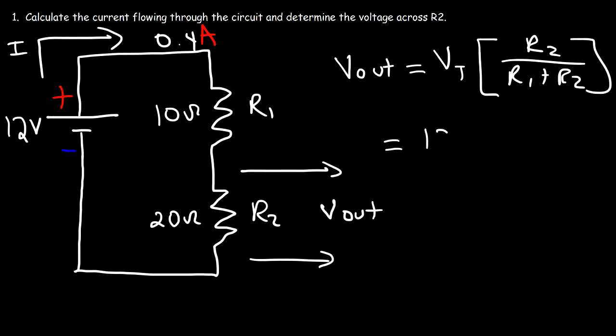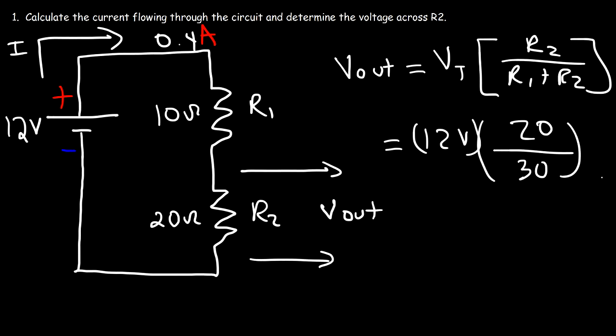So the voltage of the battery in this example is 12 volts. And R2 is 20. And R1 plus R2, that's 10 plus 20, so that's 30. So it's going to be 2/3 of 12 volts. So 12 times 20 divided by 30 is 8 volts. So that's another way in which you can calculate the output voltage.